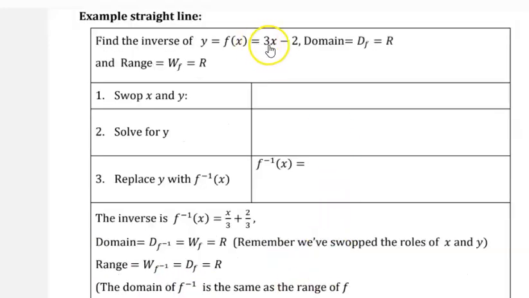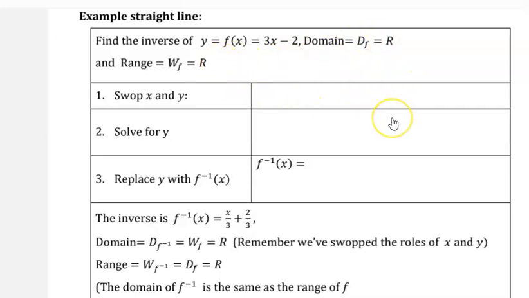Here I have a straight line y = 3x − 2. And we know every straight line is one-to-one. I know what the domain is. I can put every real number into this, take 3 times x and subtract 2, and get a real number as an answer. So the domain and the range both will be R.